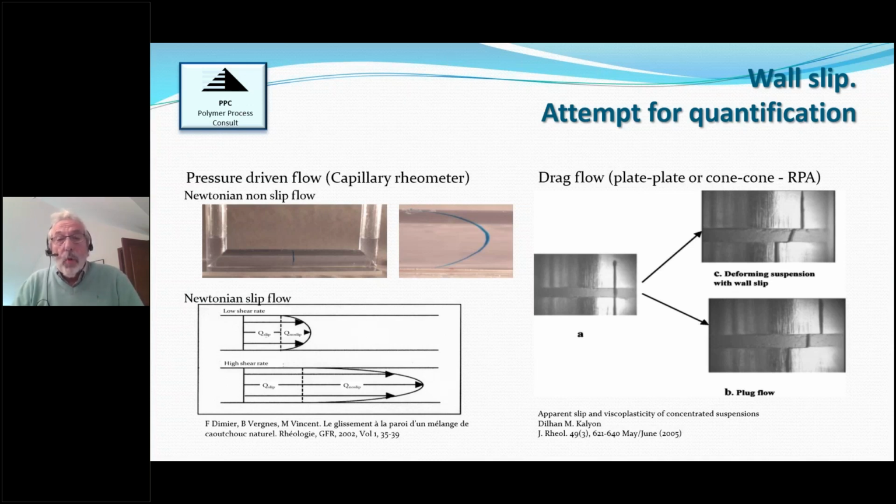In drag flow, so plate, cone, plate, like the RPA, especially on an open cavity, you can draw a line on the 2 dies and the material, and you're moving one die in one direction, and you can see that if the inner line on the material is tilted, that means you have some deformation of the material, therefore shearing. Now, in the bottom picture, if you have a straight vertical line, that means on both sides you had 100% slip, therefore everything moved as a plug.